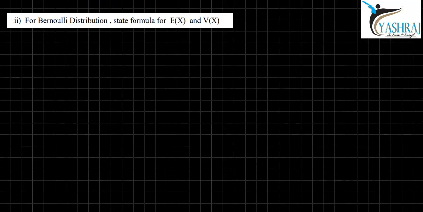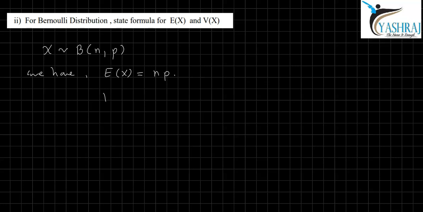Now look at the next question. For Bernoulli's distribution, state the formula of E(X) and V(X). So firstly, for the binomial distribution, suppose a random variable X follows the binomial distribution of n, p, we have the expected mean of the random variable becomes n into p, and the variance of the random variable becomes npq.